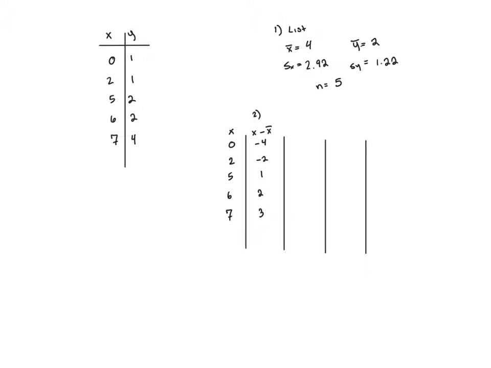Now, a good way to check to make sure you've done this correctly: your deviations should add to 0, unless there's been a little bit of rounding in it. So these add to 0, I'm good.